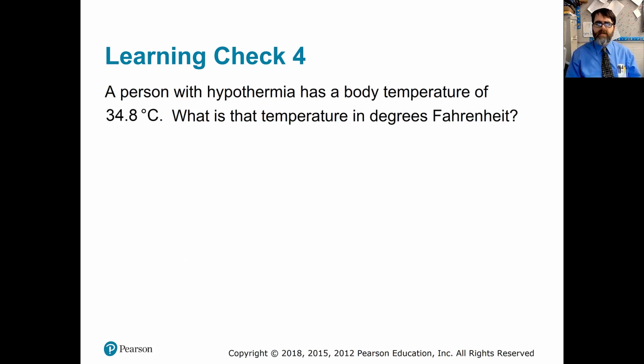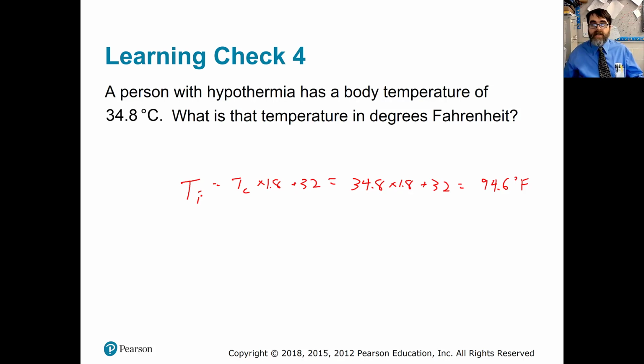But let's go ahead and do this one here, one final practice. So we want the temperature in Fahrenheit from a temperature in Celsius, and so we know that we're going to multiply that by 1.8 and add 32 to it, and so then we're doing 34.8 times 1.8 plus 32, and punching that into a calculator, you'll get that it's 94.6 degrees Fahrenheit. And that finishes section 3.